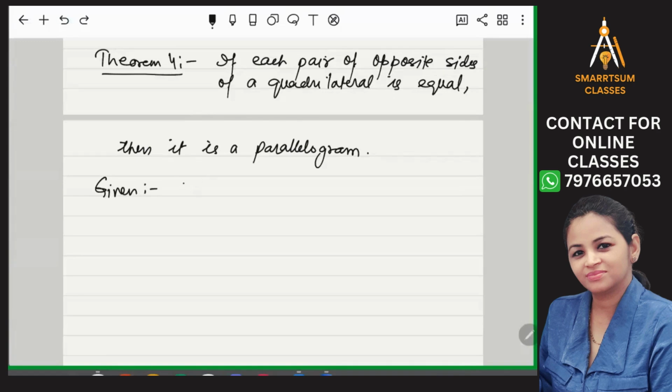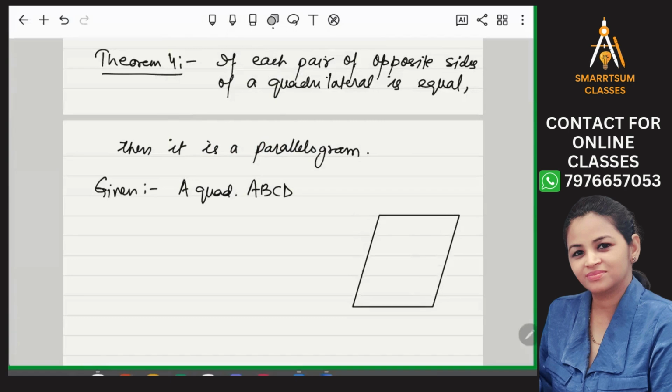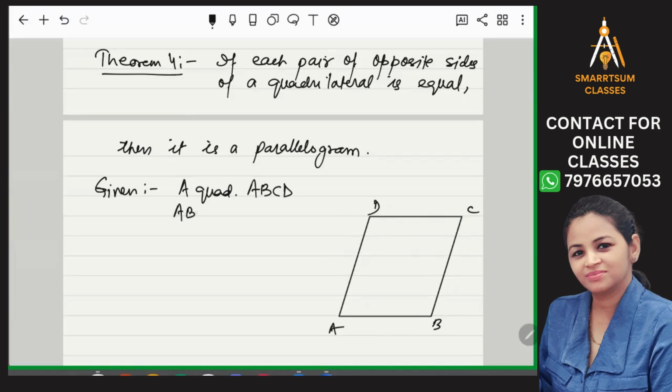So just write down a quadrilateral ABCD, right? Just draw a quadrilateral here. Suppose there's a quadrilateral ABCD. In this, AB is equal to CD because it is given that opposite sides are equal, right? AB is equal to CD and AD is equal to BC. This is given. This equal to this and this equal to this.